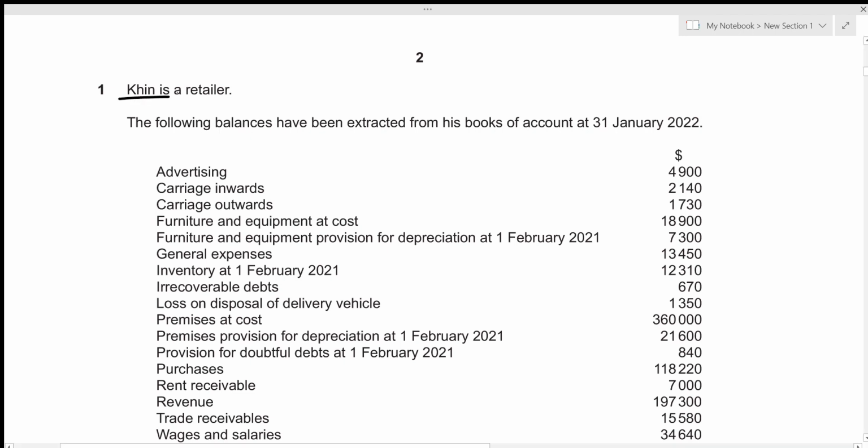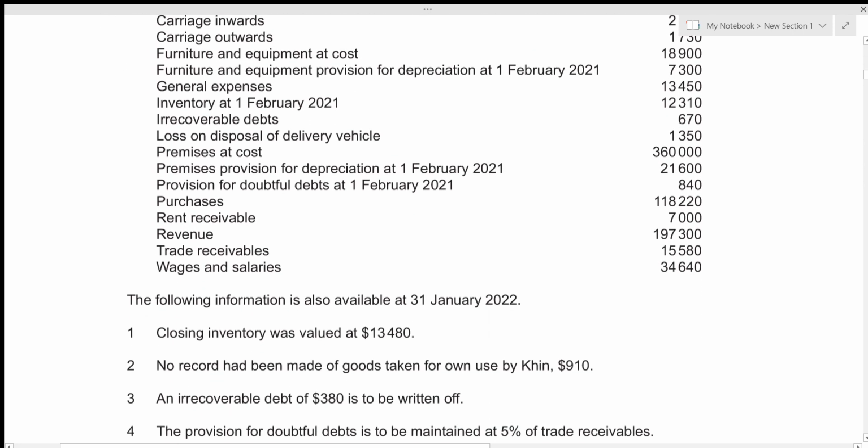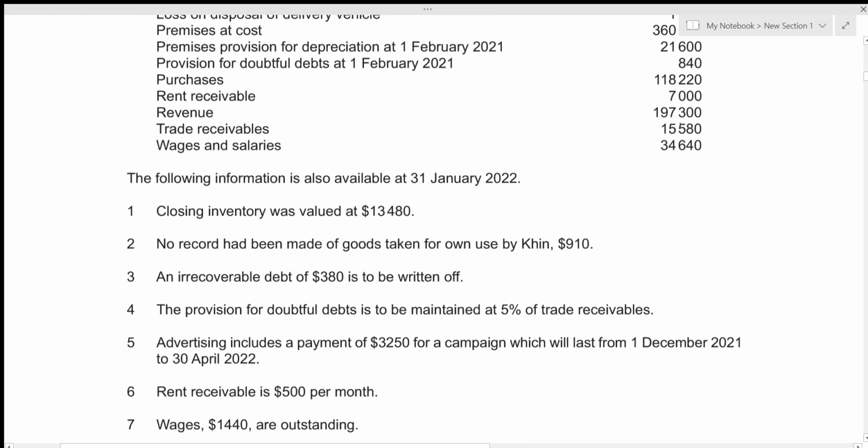Kin is a retailer. The following balances have been extracted from his books of account at 31st January 2022. So this is our closing date and we are given the information. We are also given additional information. So let's have a look at those.